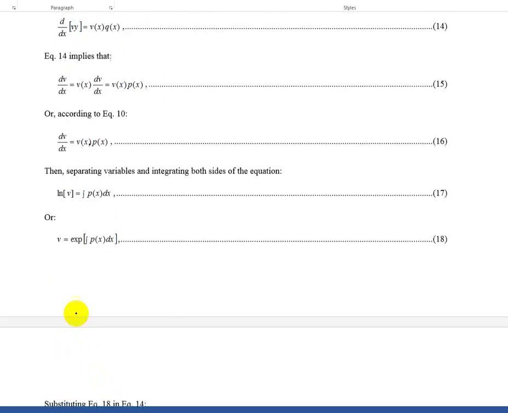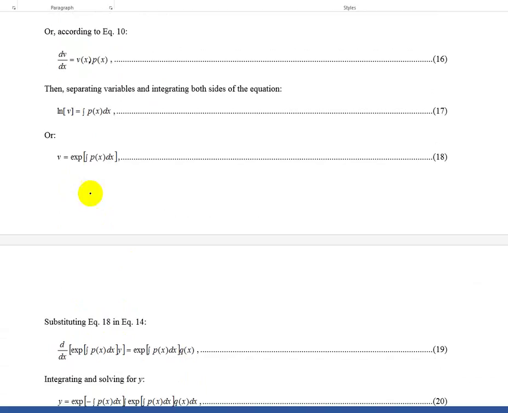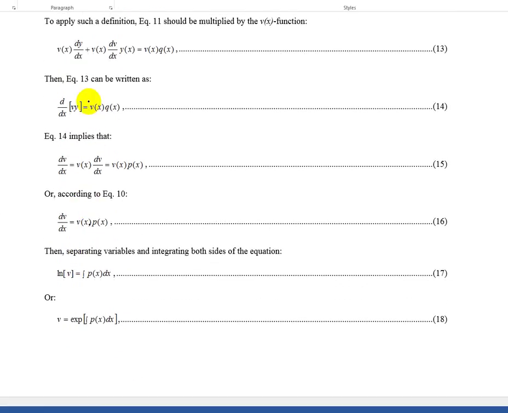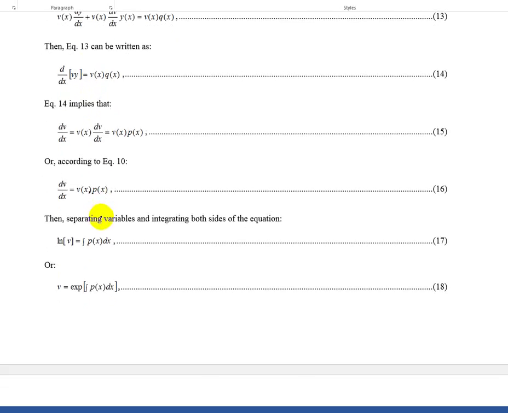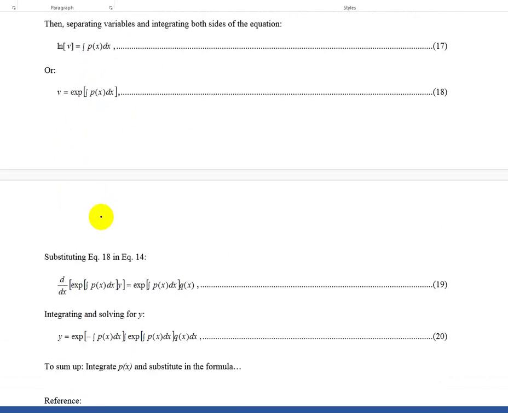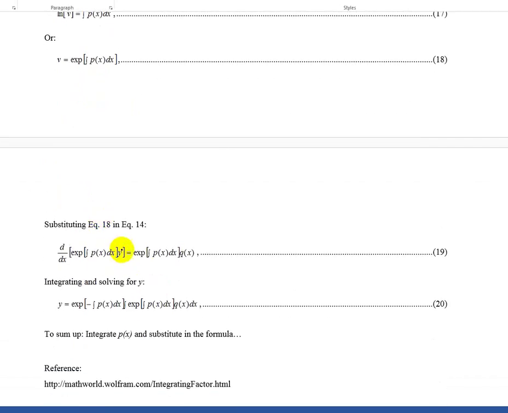So if we substitute the function v(x) in equation 14, that is the representation using the product rule, well, we get this. So integrating on both sides, we end up with this equation.